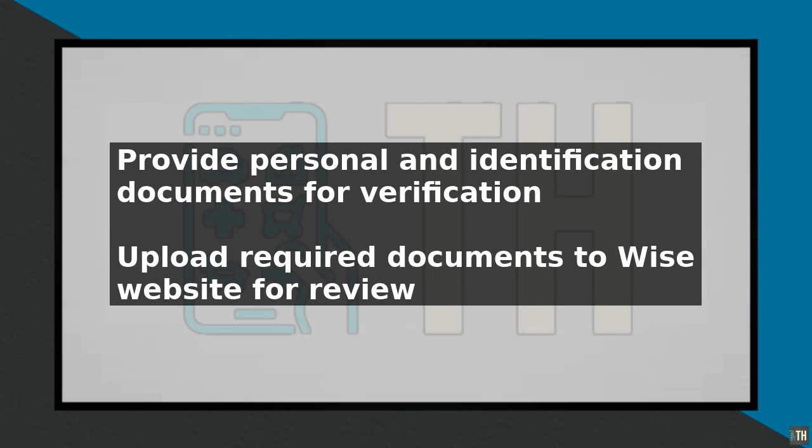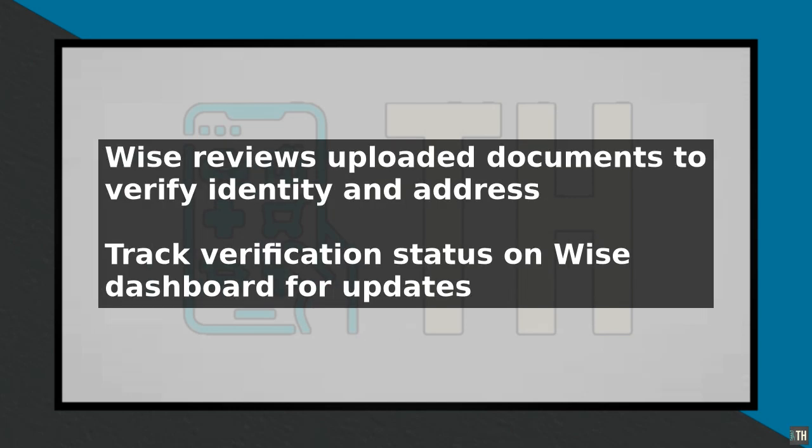Make sure the documents are clear and legible, and that they meet the requirements specified by Wise. You can upload the documents directly from your computer or take a photo of them using your mobile device. After uploading the documents, Wise will review them to verify your identity and address. This process usually takes a few minutes, but it may take longer in some cases.